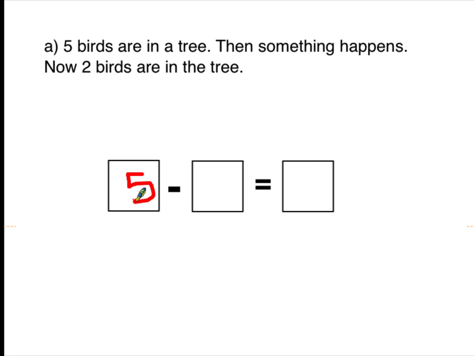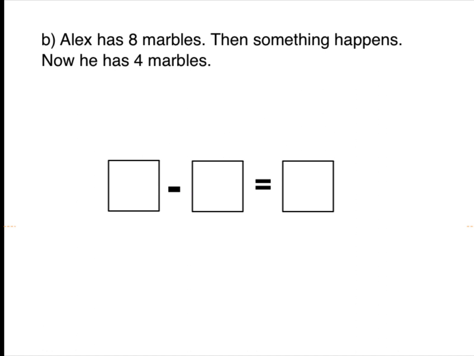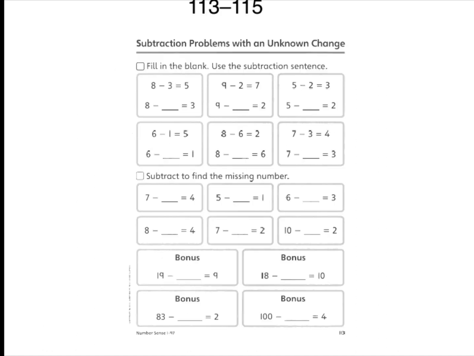5 birds are in a tree. Something happens. Cat comes. Now 2 birds are in a tree. How many birds left? You can grab the 5, count backwards 2. Grab the 2, count up to the 5. Either way, it's 3. Now you have the idea. Okay.